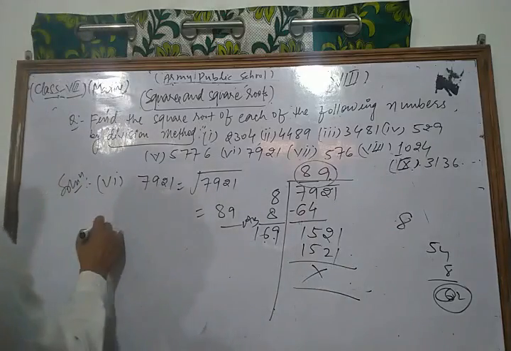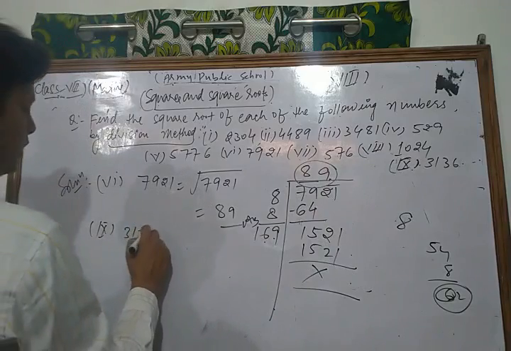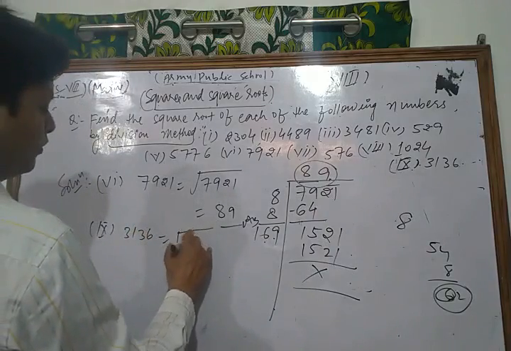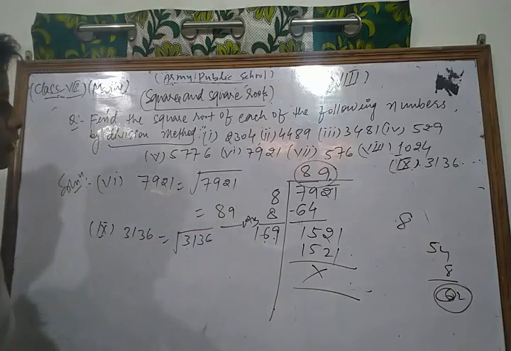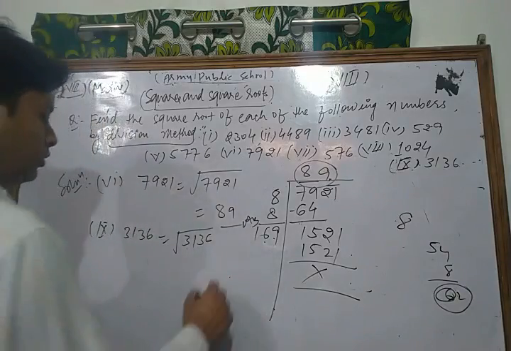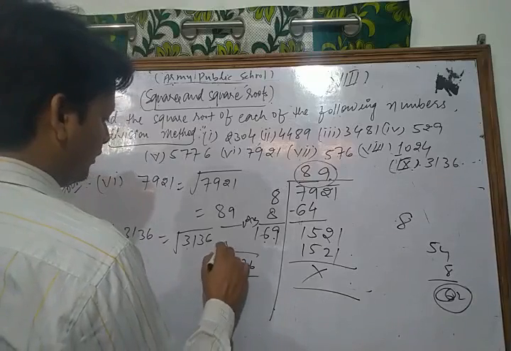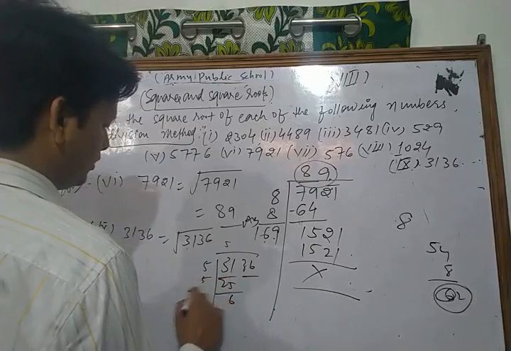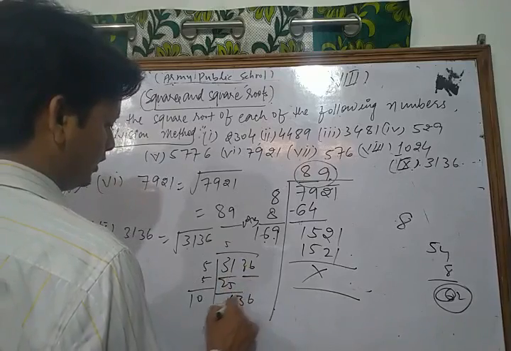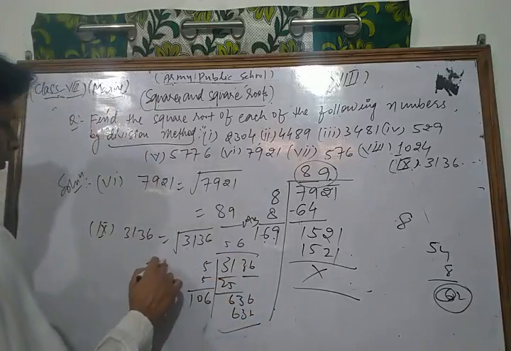Now we take the ninth part of this question, which is the last one: the square root of 3136. We apply the same process. 5 5s are 25, this is 10, this is 36. Now 6 times, 6 6s are 36. The square root of this is 56.